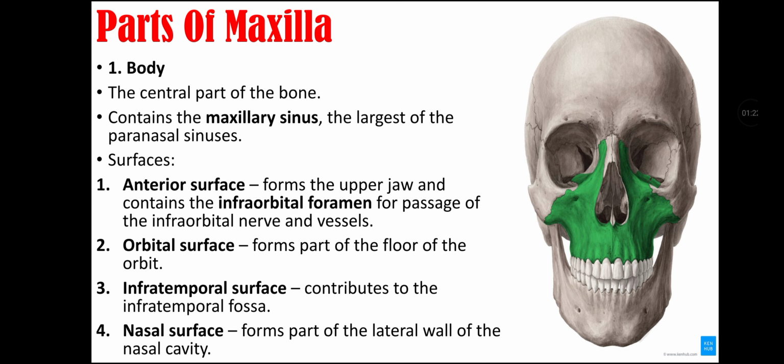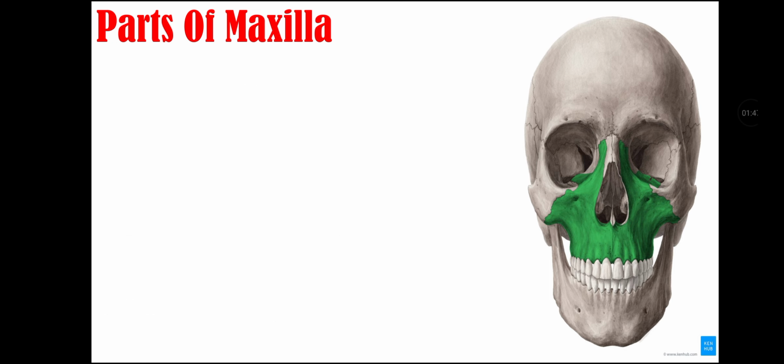Anterior surface of the body of maxilla forms the upper jaw and contains the infraorbital foramen for passage of the infraorbital nerve and vessels. Orbital surface of the body of maxilla forms part of the floor of the orbit. Infratemporal surface of the body of maxilla contributes to the infratemporal fossa, and nasal surface of the body of maxilla forms part of the lateral wall of the nasal cavity.